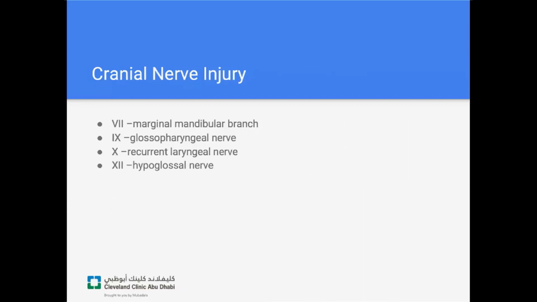Cranial nerve injuries are a popular topic on the CSAP and VSAP and on the spring examinations for general surgery and vascular. The cranial nerve injuries that can result from carotid endarterectomy include injuries to the marginal mandibular branch of 7, the glossopharyngeal nerve 9, and recurrent laryngeal nerve of 10, the vagus nerve, and 12, the hypoglossal nerve, the most commonly injured cranial nerve.